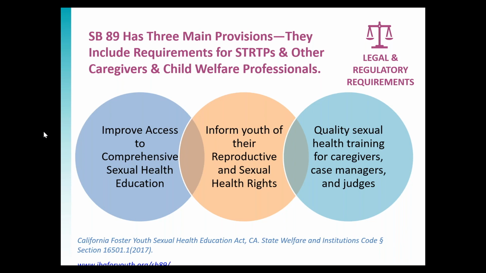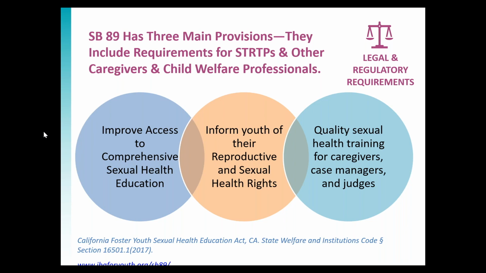SB 89 didn't require a specific curriculum, but what the law does do is say that these trainings need to include specific content, and it lays out the categories of content. So when we've referred back to the SB 89 compliant training, it means that the trainings cover all of the required content from this law and would meet any required training for STRTP administrators or others required under this law to take the training.